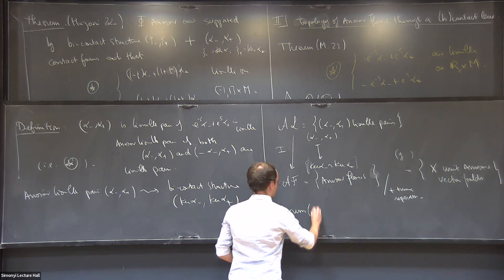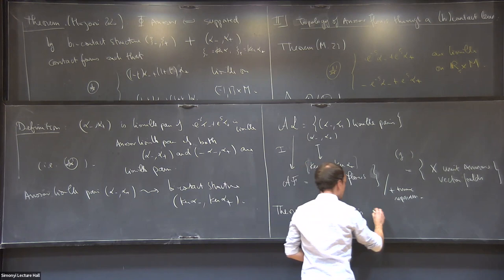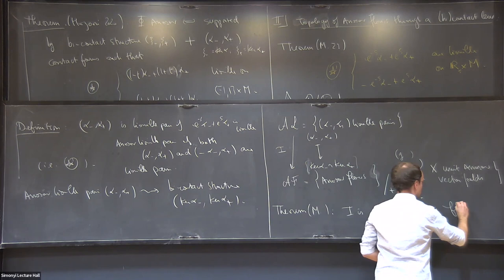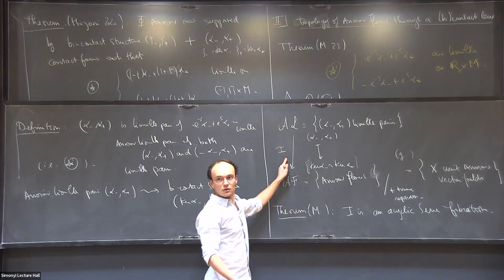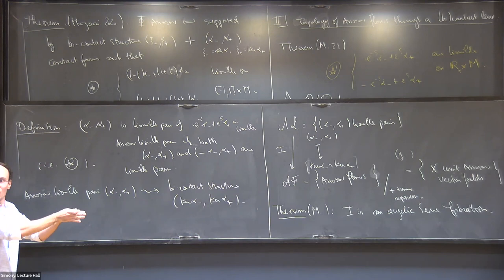And actually, here's my point. This map I is an acyclic fibration, which means that it's a fibration that is also a homotopy equivalence. And that also implies that the fibers are contractible. So the space of the Anosov-Liouville pairs supporting a given flow is contractible.